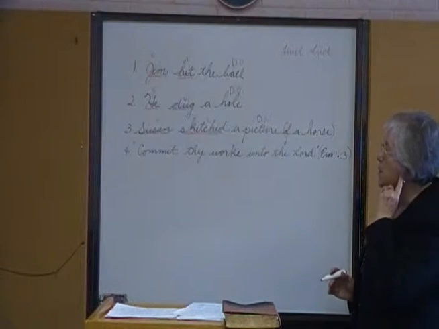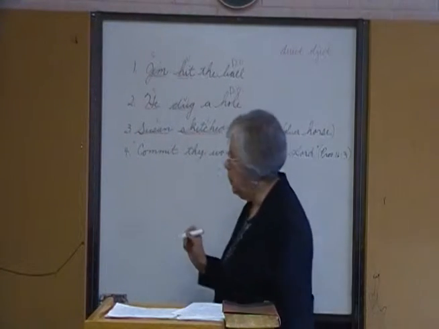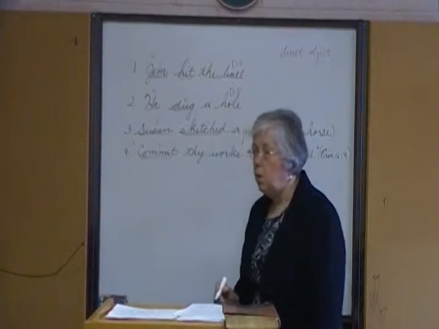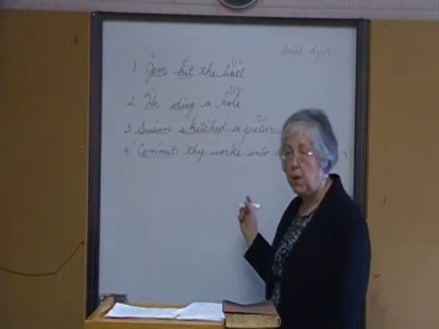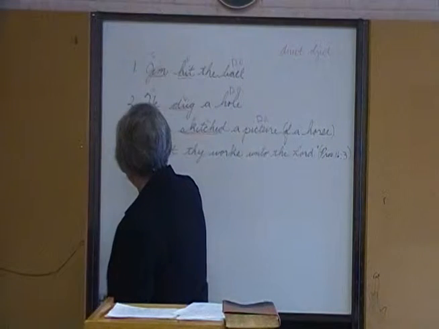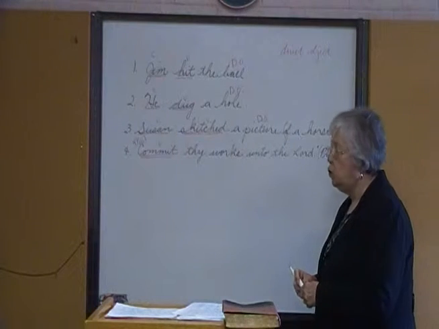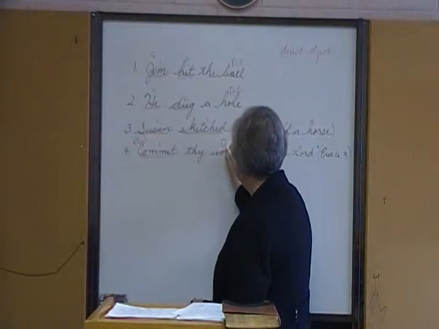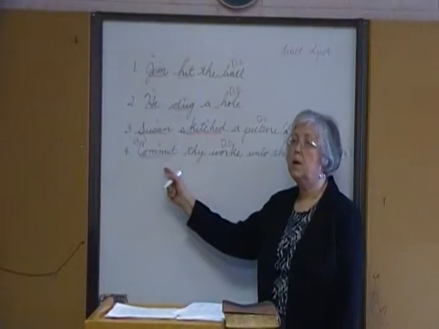Number 4, commit thy works unto the Lord, Proverbs 16:3. What is the verb? Commit. Who or what commit? The subject is you, understood. This is a request or a command. So the subject you is understood. You commit whom or what? Works. Works is the direct object. It's receiving the action of commit.